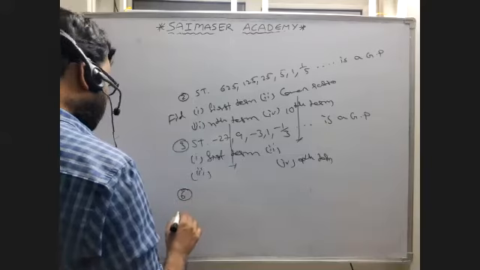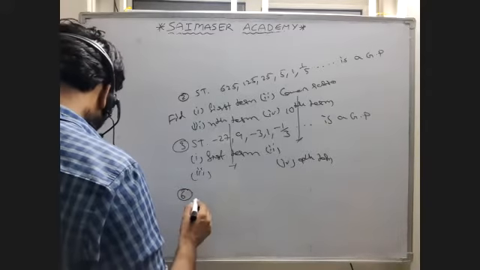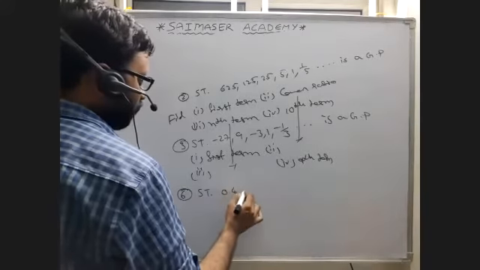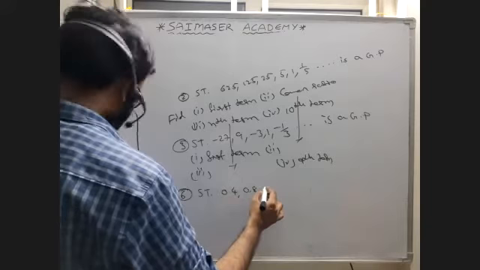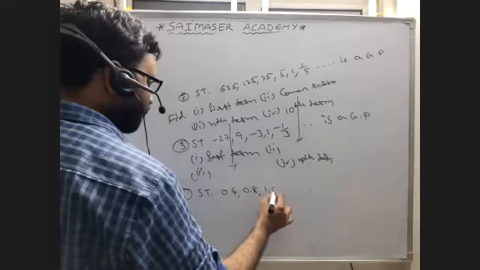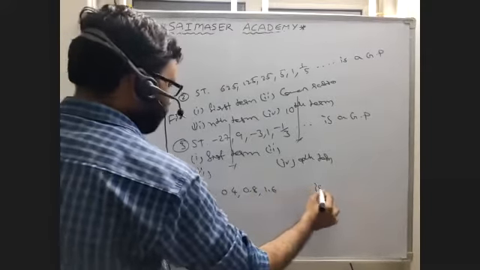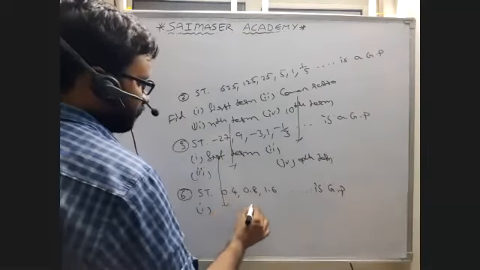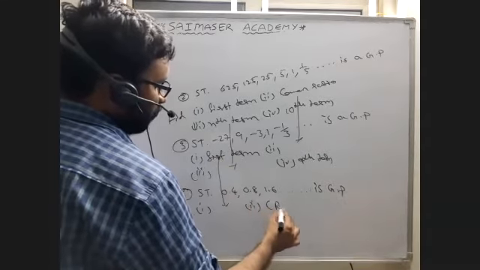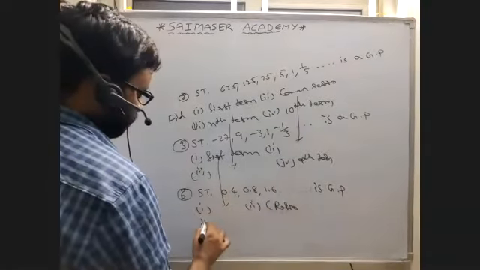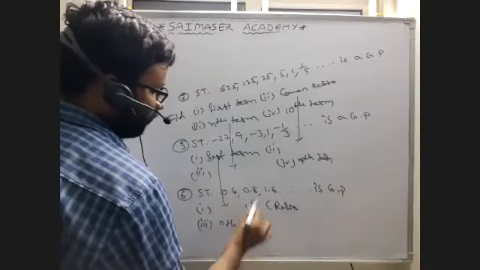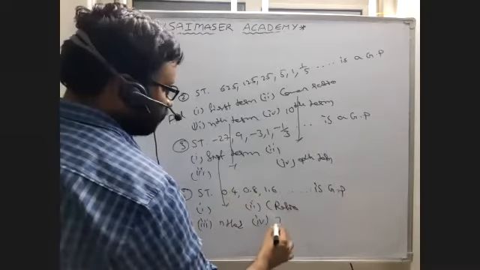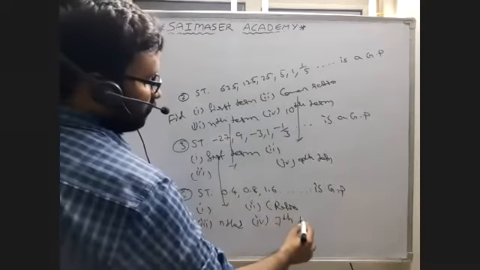Sixth question, show that the series 0.4, 0.8, 1.6, and so on is a GP, and find the same: first term, common ratio, nth term. You write neatly, don't write like this. And the fourth one is the seventh term.